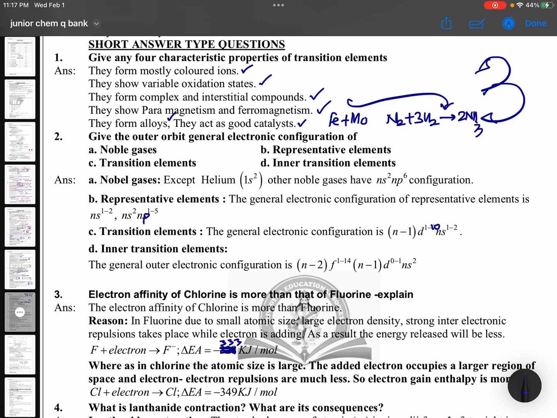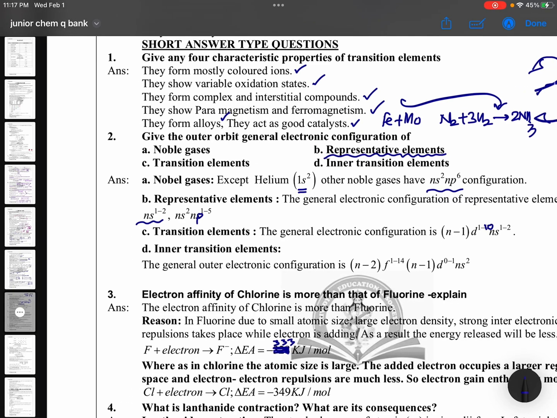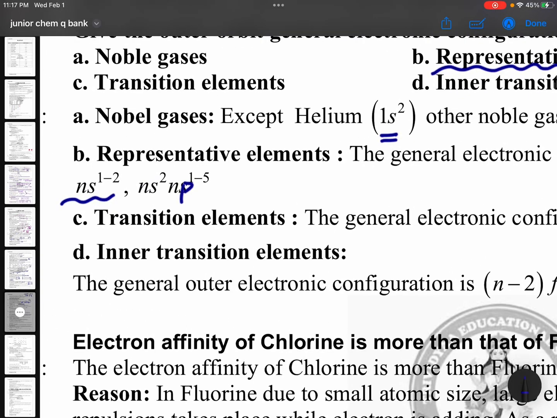Give the outer orbit electronic configuration of noble gases, representative elements, transition elements, and inner transition elements. Noble gases means ns2 np6, except helium, which is 1s2. Representative elements means all s block, p block elements except noble gases. So ns1 to 2, np1 to 5.